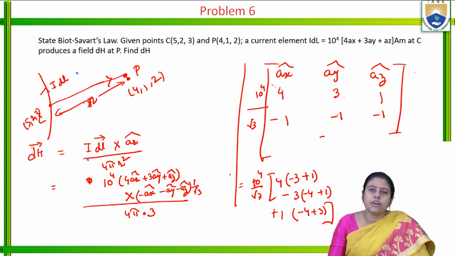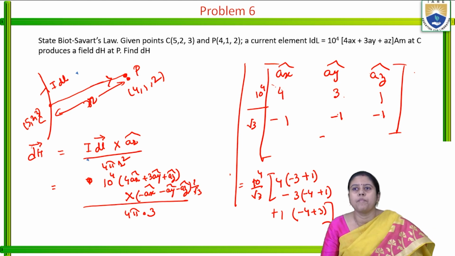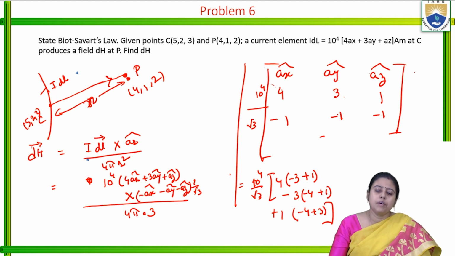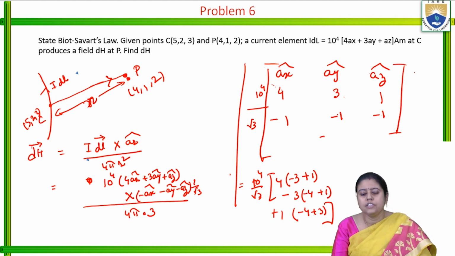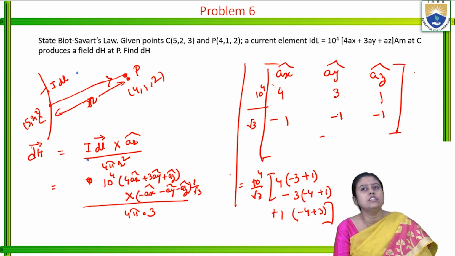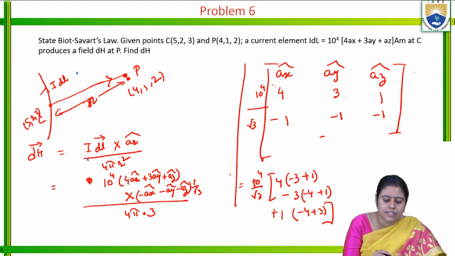So this is one important problem we discussed here. First is the Biot-Savart's law, and then the Biot-Savart's law in the vector form, because if we don't use the vector form, then we cannot solve the problem. Next, we have discussed problem 6, the procedure of how to calculate the dH. But remember one thing here, we are calculating the dH, not the total H. So this is our problem number 6.